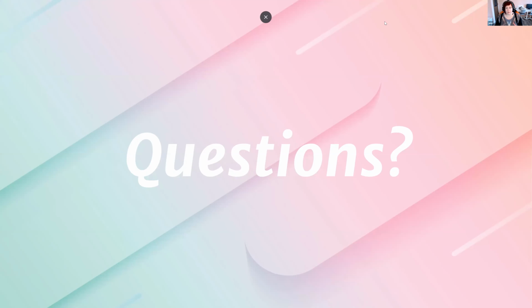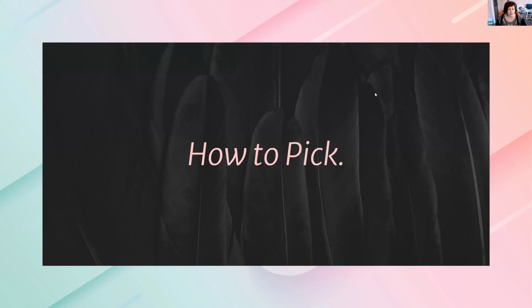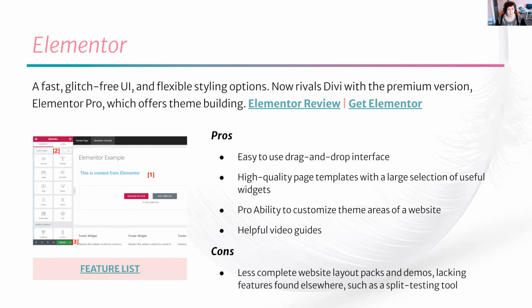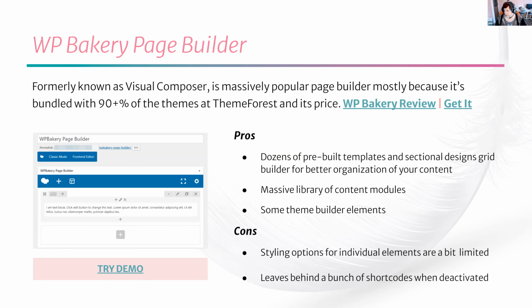Any questions so far on these four? We got Divi, we have Elementor, Beaver Builder, and WP Bakery.